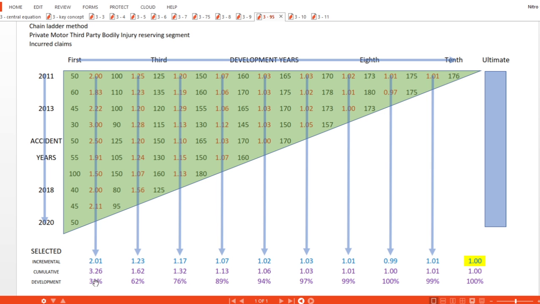We also show the development percentage, which is simply the latest development data divided by the ultimate position for each development point. It's simply 1 divided by m. So 1 divided by 3.26 gives us 31%.